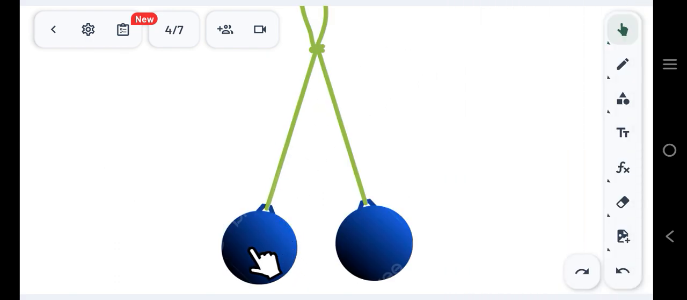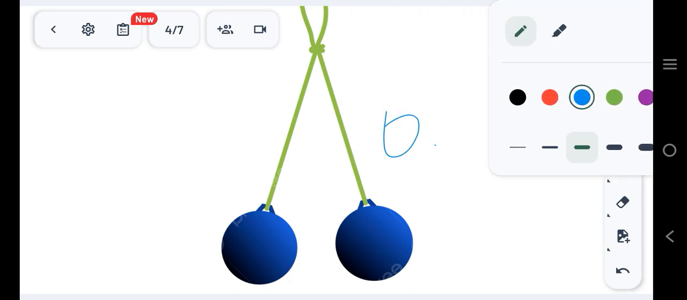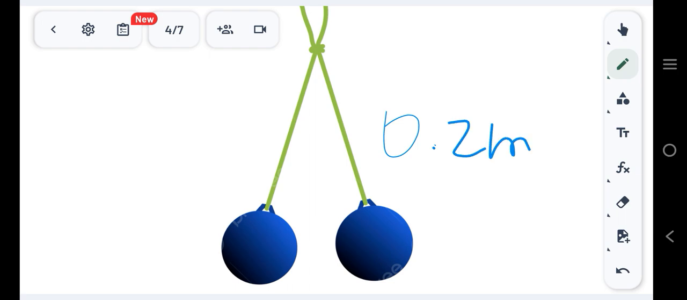We have here the Q1 and the Q2, and the charges are identical since they have the same material and same size. The charge of these two objects is 2.3 times 10 raised to negative 6 coulomb. The length of the string, both of them having an equal length, is 0.2 meters.